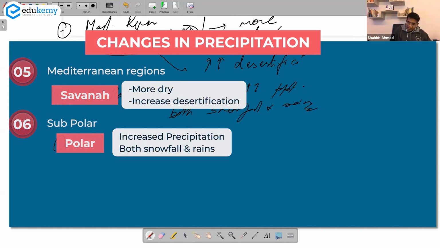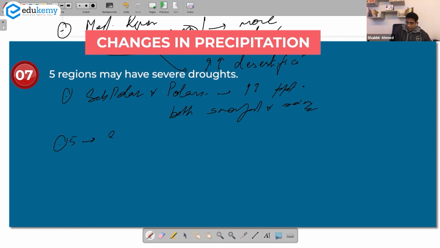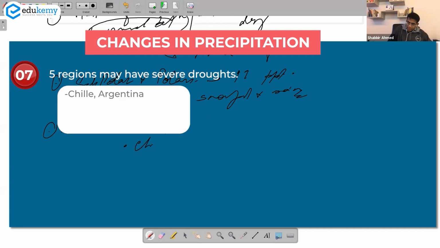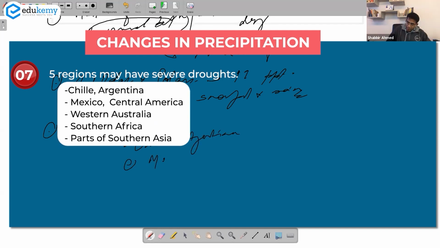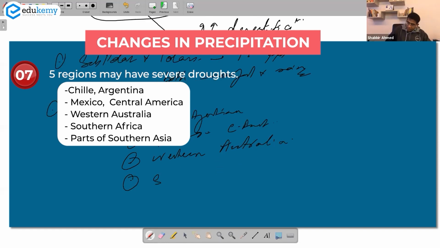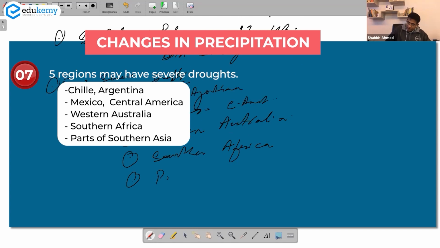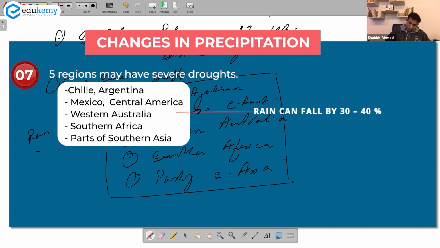Now, 5 regions हैं which can have severe droughts. एक है Chile, Argentina, Mexico, and Central America, Western Australia, Southern Africa, and parts of South Asia. These will have severe droughts where rains can fall by 30 to 40%.